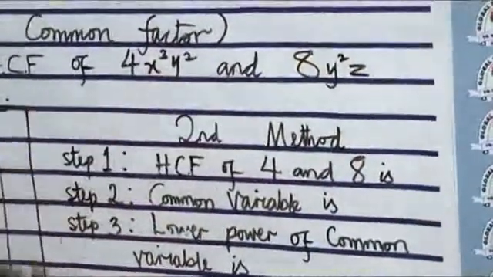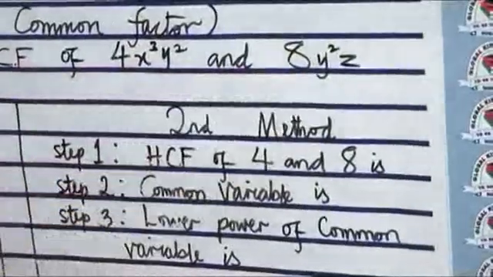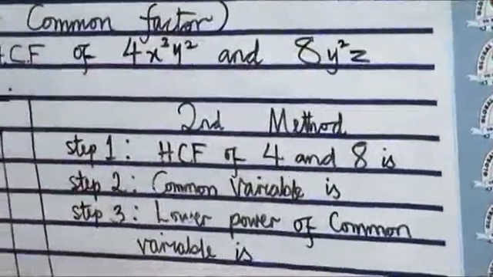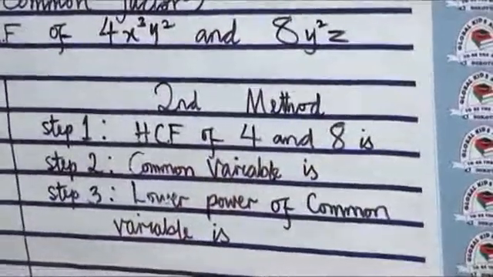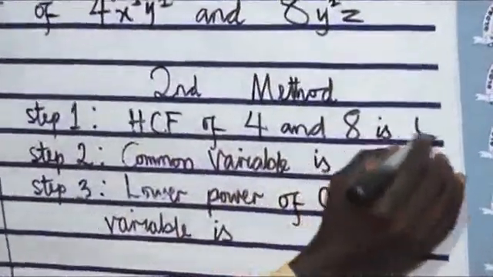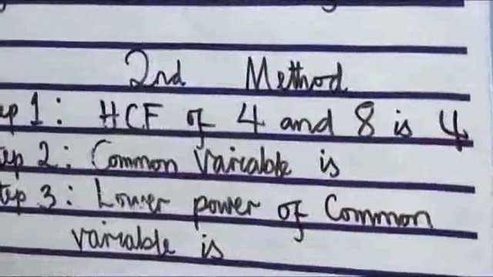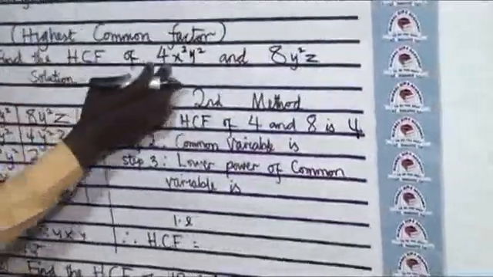Just look at the two numbers. This is 4, this is 8. What is the HCF for 4 and 8? What is common? HCF for 4 and 8 is what? That should be 4. Okay? You settle that side, 4 and 8, that one is out. Then check, x cubed, do you have x here? No x, forget about that.